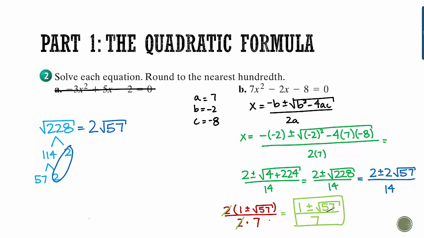And if I asked you for an approximation of this, you could plug it into your calculator. You'd do 1 plus the square root of 57 divided by 7, and then 1 minus the square root of 57 divided by 7. But I want you to leave them in simplest radical form. So this is the type of answer that I want to see.